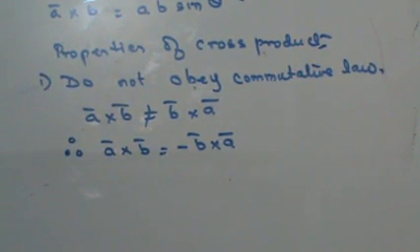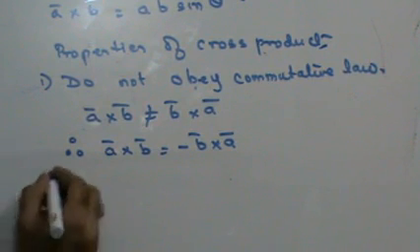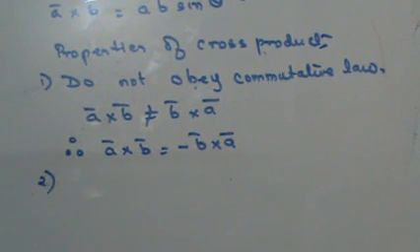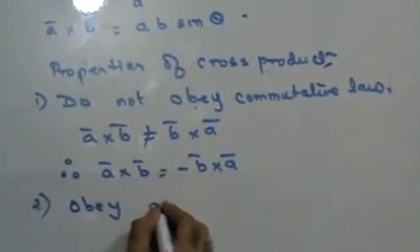Remember we had used this principle even while subtracting vectors, right? If you change the direction, then you have to put a minus sign. Fine, do we get this? So, cross product does not obey the commutative law. Next, it obeys the distributive law.